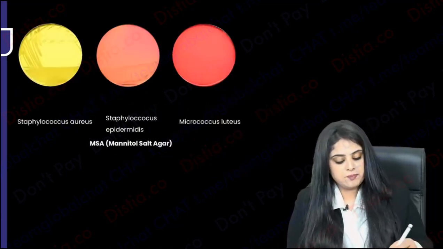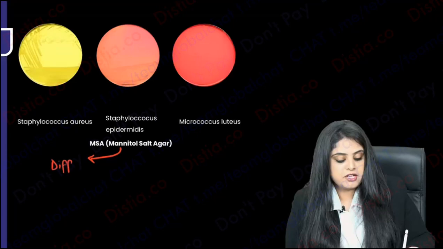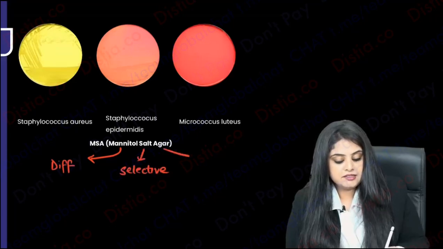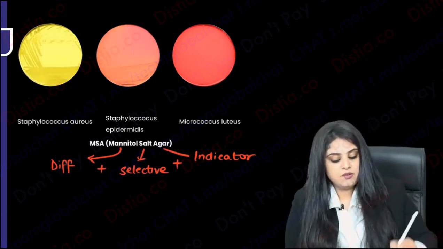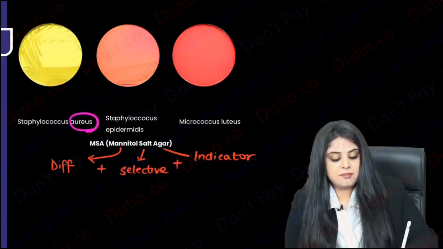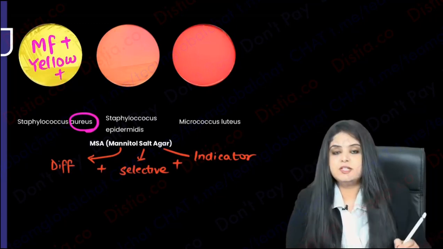Have a look at this picture. Firstly, mannitol salt agar. Mannitol makes it what media? Differential media. Salt makes it what media? Selective media. And guys, is it also an indicator media? So that is a trio. This is like 3-in-1 use of mannitol salt agar. And can you see over here, because it's Staph aureus and mannitol has been fermented, what is the color that you have got? When mannitol is fermented, you will get a yellow color.